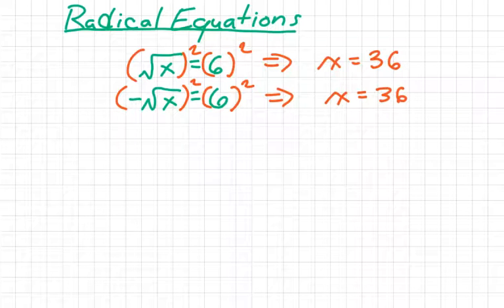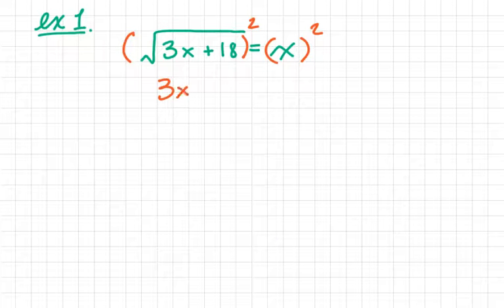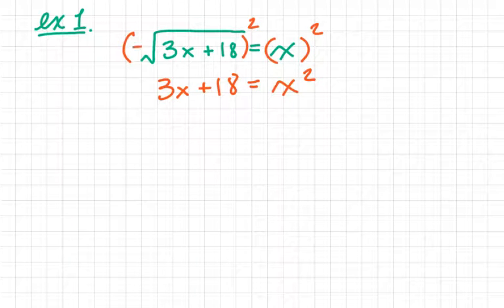Let's go through an example if that's confusing. I have the square root of 3x plus 18 is equal to x. A nice first simple example. In the first step, we're going to lose information because we have to square both sides. On the left, I get 3x plus 18, and on the right, I get x squared. Now, we don't know; it would give us the same thing if this was a minus here.